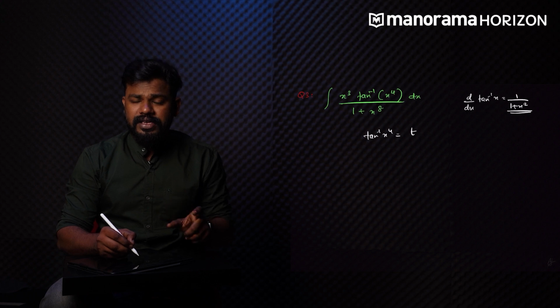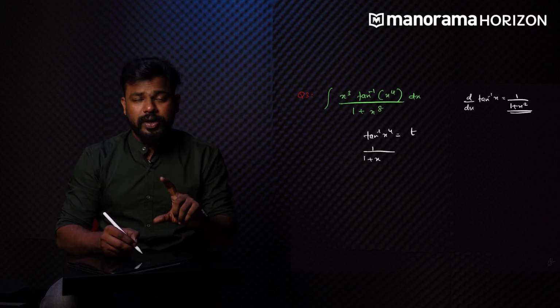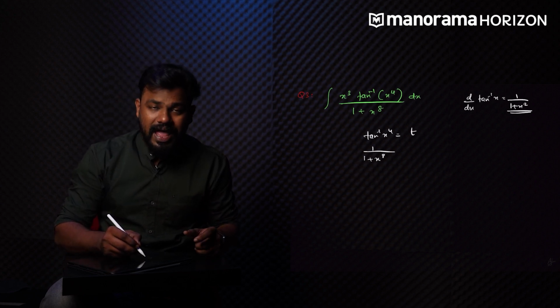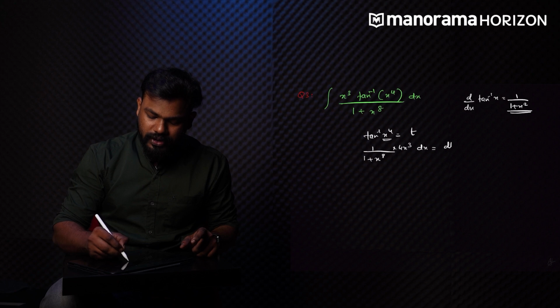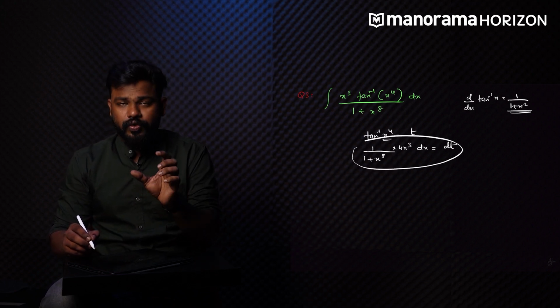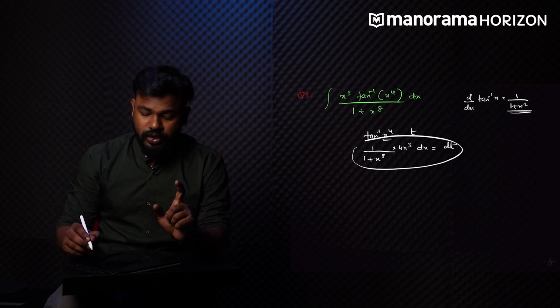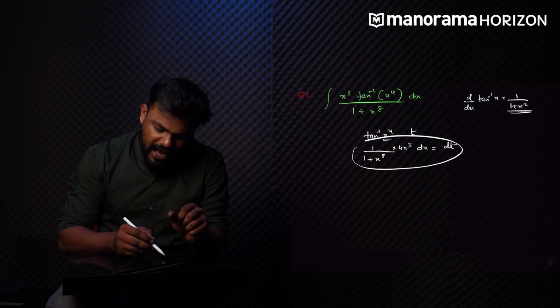So when I take tan inverse x raised to 4 as t, I can take the derivative of 1 by 1 plus x square. In place of x square, I have x raised to 4. So what is the square of x raised to 4? X raised to 8. And using chain rule, what is the derivative of x raised to 4? 4x cube dx is equal to what? dt. So this is the derivative of tan inverse x raised to 4 with respect to x. That is 1 by 1 plus x raised to 8 into 4x cube dx is equal to dt.